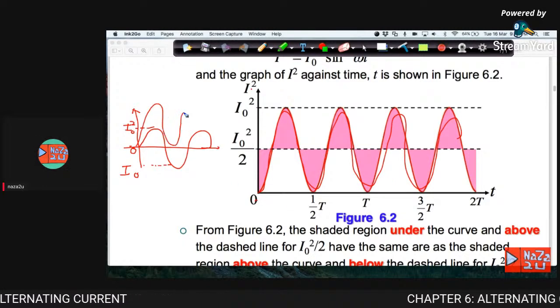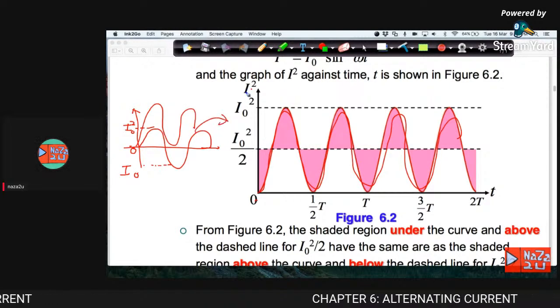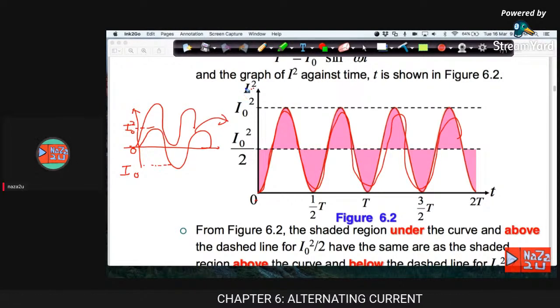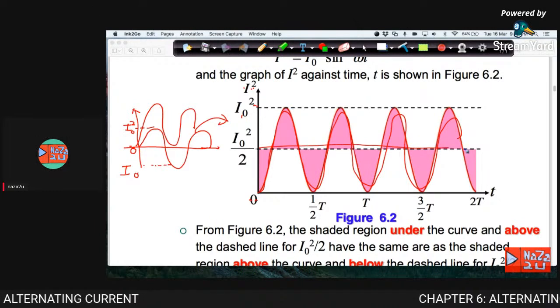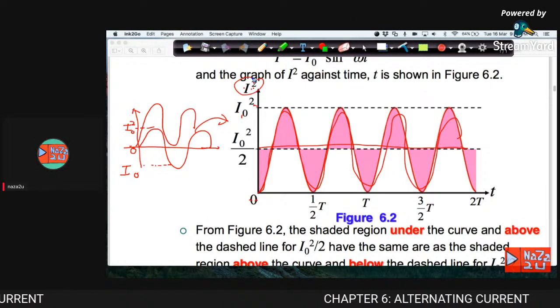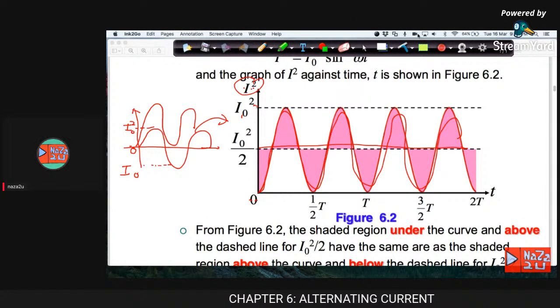Okay, ataupun graf dia macam ni lah, because this is I square. So kalau I square, I0 pun I0 square lah kat sini. Jadi kalau sini kosong, average dia berada di sini lah, kalau kita square kan current tu tadi. So saya rasa ni jelas.